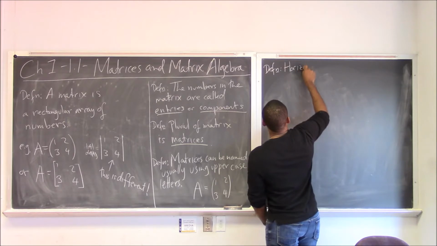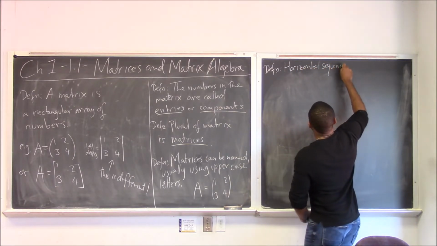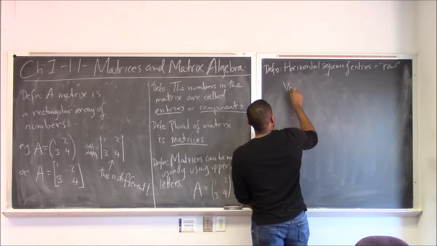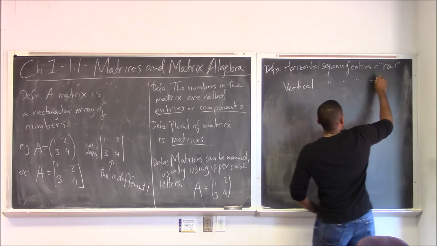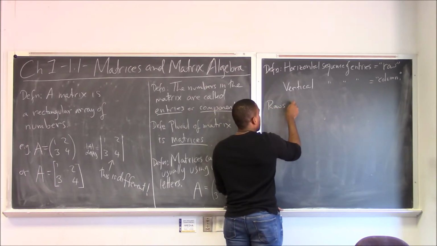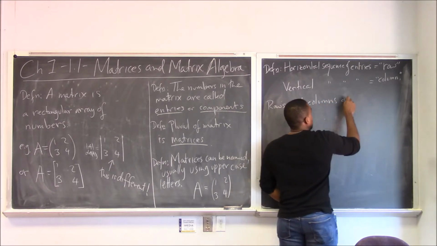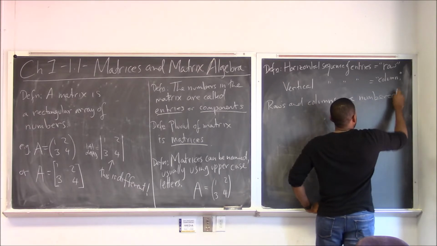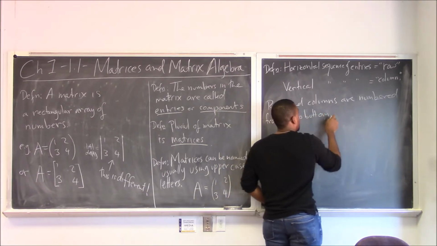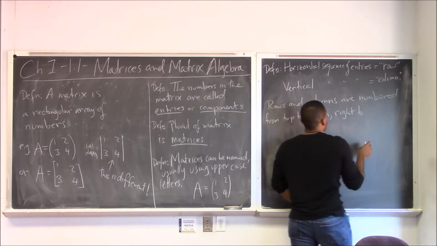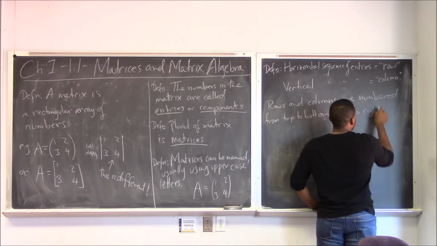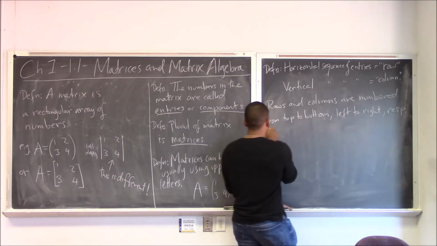A horizontal sequence of entries, this we will call a row of the matrix. And a vertical sequence of entries, this we will call a column of the matrix. Rows and columns are numbered from top to bottom or left to right, respectively, starting at 1.